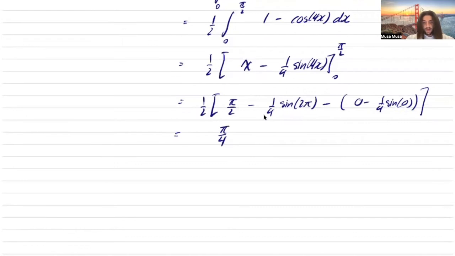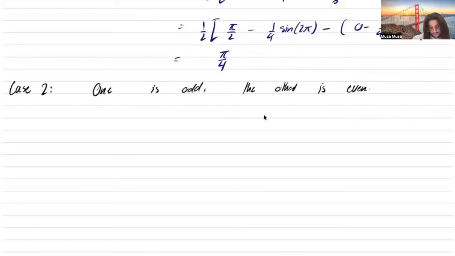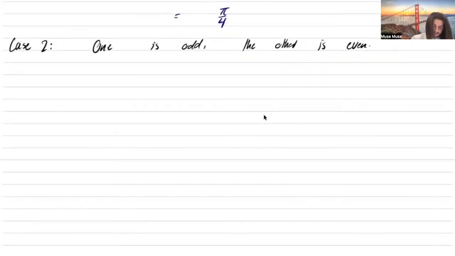Okay, perfect. What if you have the case where one of them is odd and the other one is even? So case 2, one is odd, the other is even. Okay, something like the integral of cos cubed x sine squared x dx.